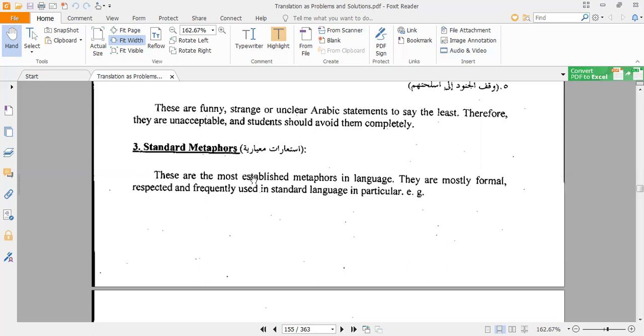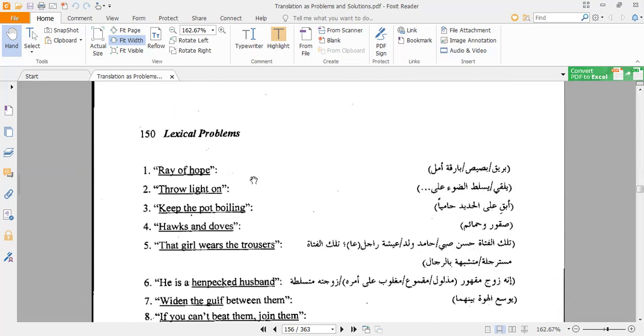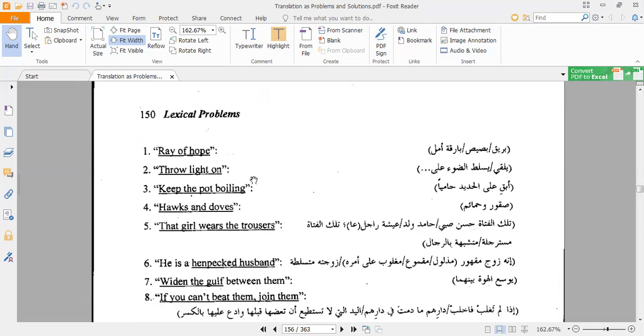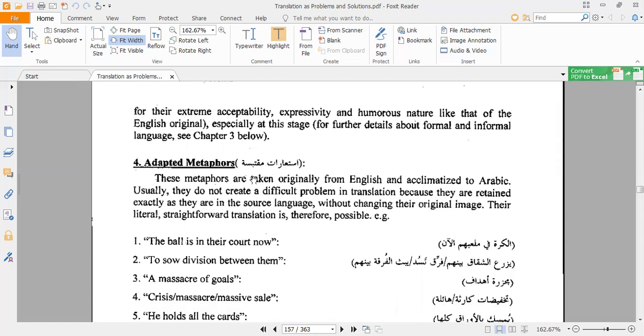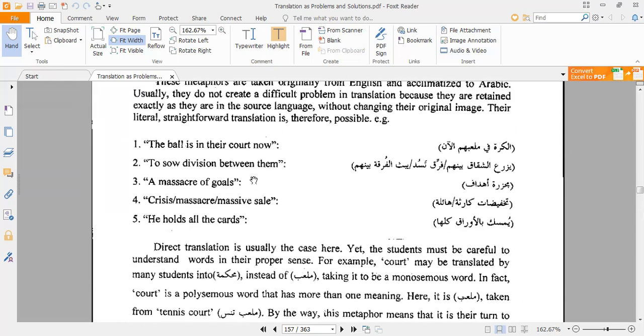The third type is standard metaphor. This metaphor is used in formal speech only, such as "throw light on", "keep the pot boiling", and so on. The fourth type is quoted metaphor, and we said that quoted metaphor is taken from other sources such as the Holy Quran, literature, poetry, or from other cultures or other languages.